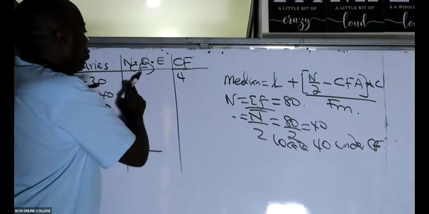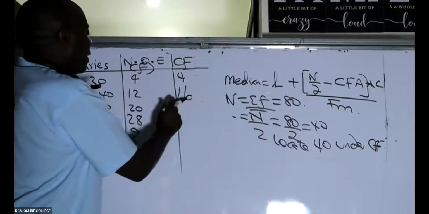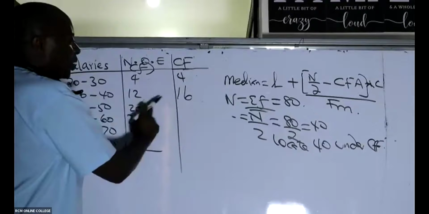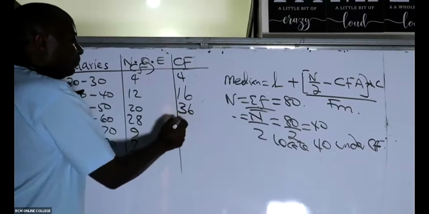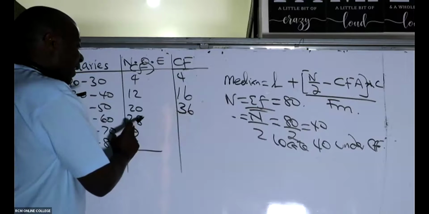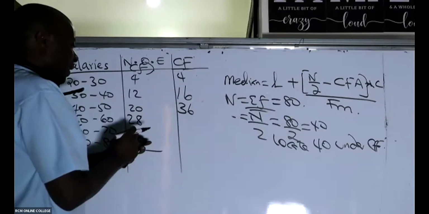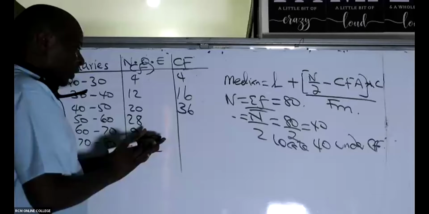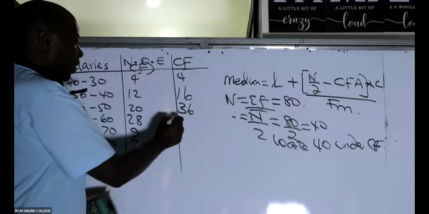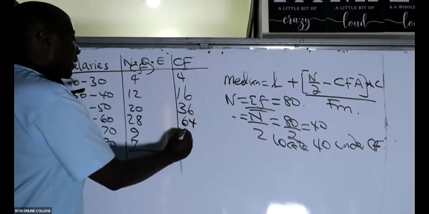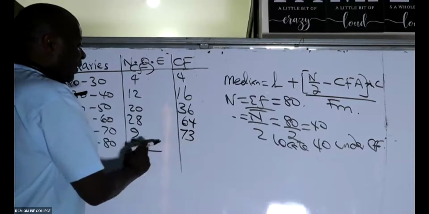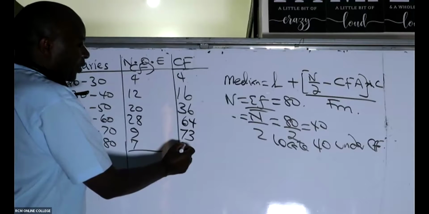So here we have 4. 4 plus 12 gives us 16. 16, you are accumulating, plus 20 gives us 36. 36 plus 28, this will give us 64. It's good to always confirm. 36 plus 28 gives us 64. So 64 plus 9, that is 73. 73 plus 7, that gives us what here?